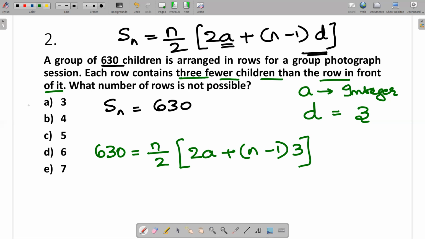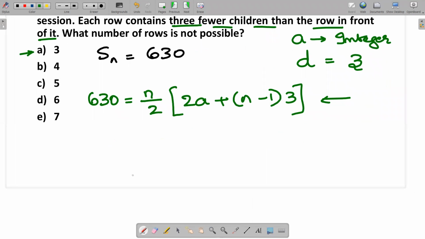You check whether the number of rows equal to 3 is possible. You substitute n equal to 3 into this main equation. Now, the condition is, if you are getting the number of children in the first row, a, to be an integer, then we can consider 3 as possible. Let's try this.